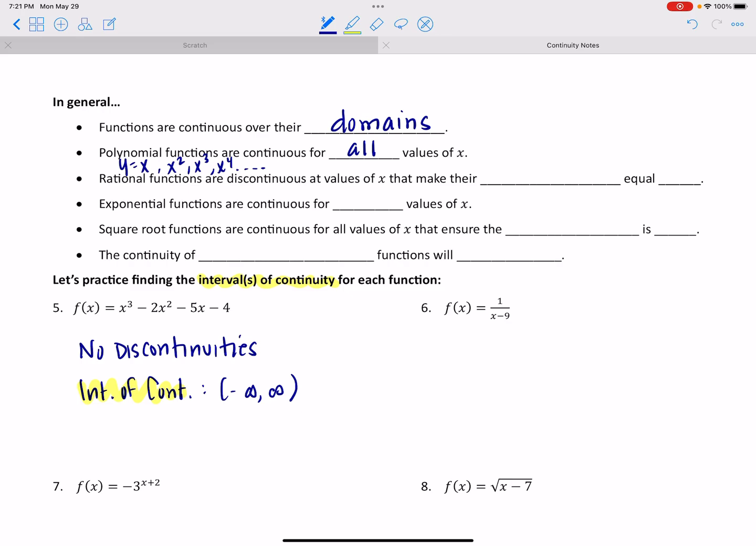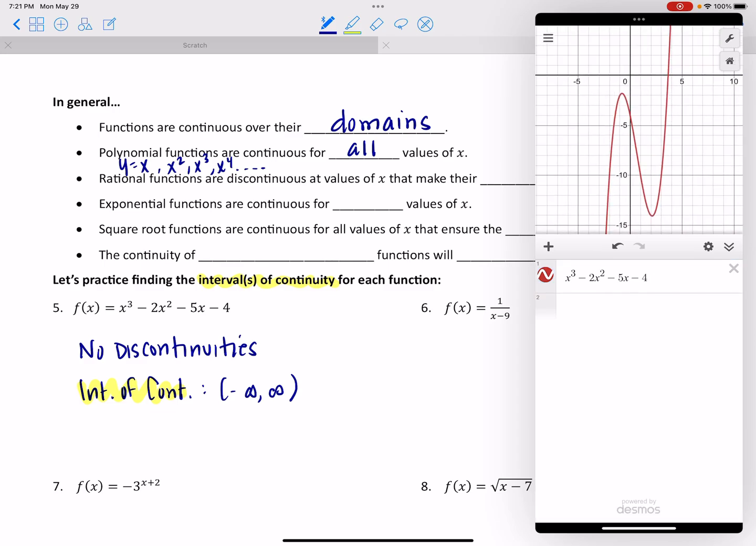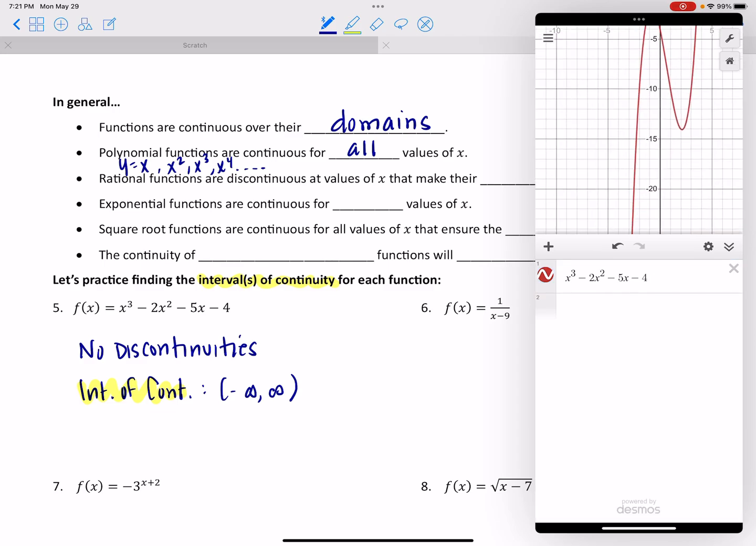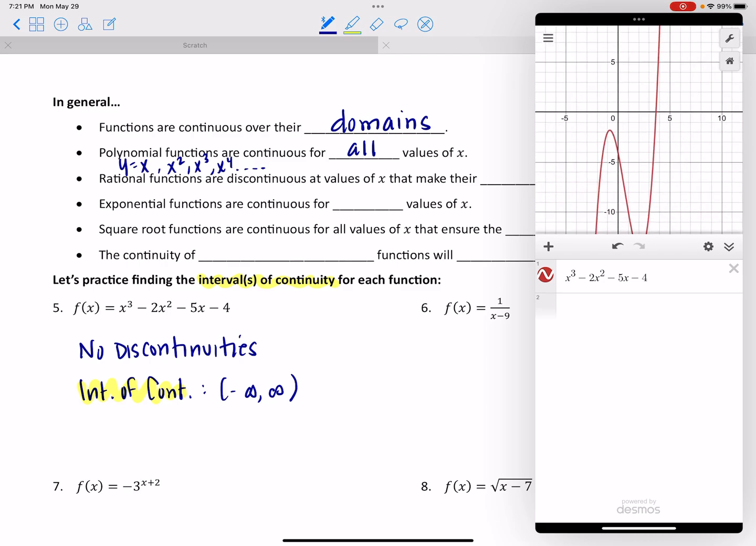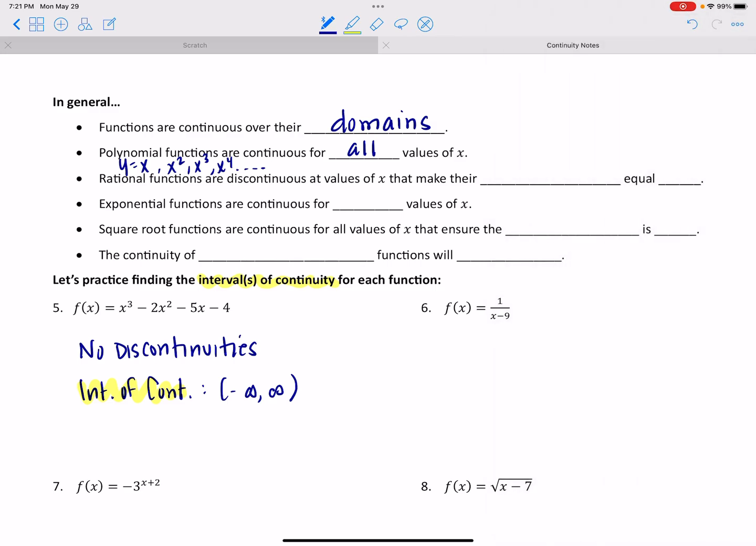Okay. Now let's say you didn't know that. Maybe you didn't recognize that x cubed is a polynomial function, or maybe you don't know what the picture is going to look like. You do have technology, so you can always look at the graph. So if you were to graph x to the third minus 2x squared minus 5x minus 4, you're going to see a picture similar to the one we saw in that first graph, and again, it is continuous everywhere. As far as you want to go left and right, you're going to be able to trace that without any interruptions. Okay? So polynomial functions, again, good everywhere.